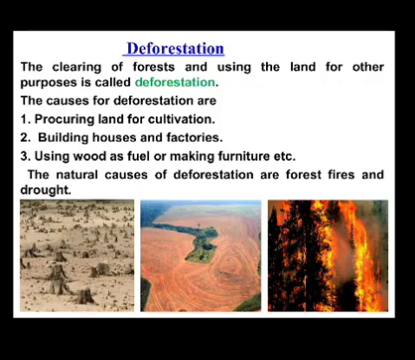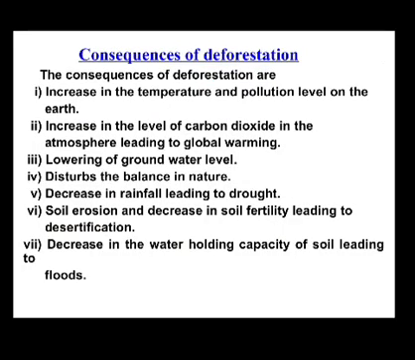Now, what are the different consequences of deforestation? The destruction of forest by the excessive cutting down of forest trees can make the forest disappear completely one day. Due to that, there are certain effects that can be caused in our environment. For example, increase in the temperature and pollution level on the earth. Increase in the level of carbon dioxide in the atmosphere leading to global warming. Lowering of groundwater level. Disturbs the balance in nature.